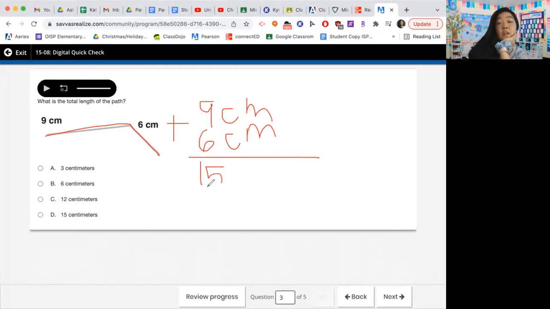Very good, Ava. 9 plus 6. Well, we know that 9 plus 1 equals 10. So if we take away one of those ones from 6, that would be 5. So 10 plus 5 would equal 15.